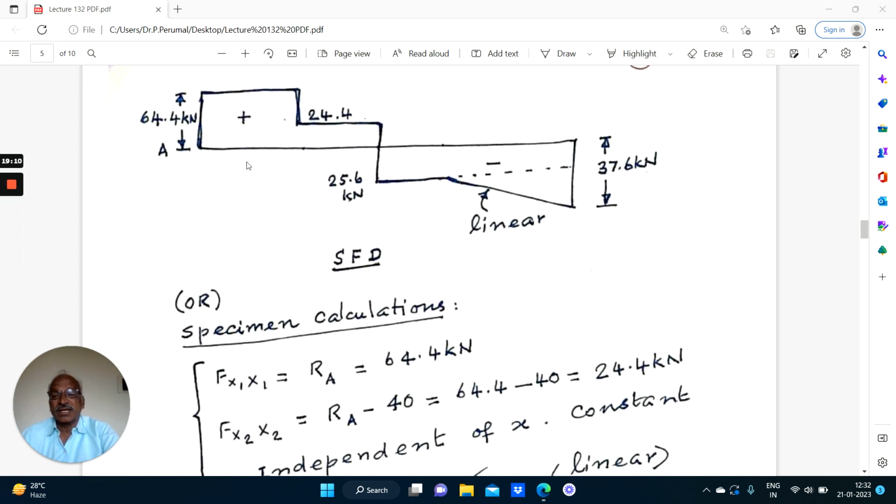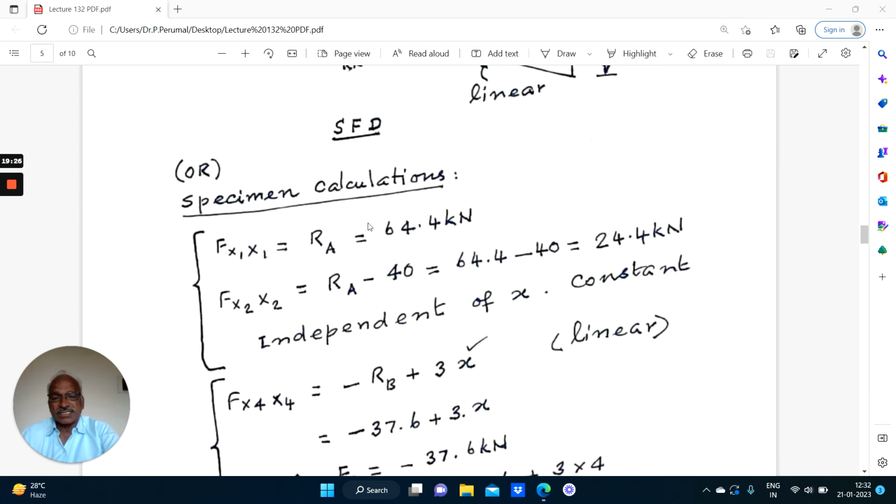You will be starting from this point. This is RA. This is the variation of shear force which you have calculated. And here you have to plot the value of RB in the upward direction. That will complete the shear force diagram. Right. Now again, this is extra calculation, not necessary. This is only to develop confidence.